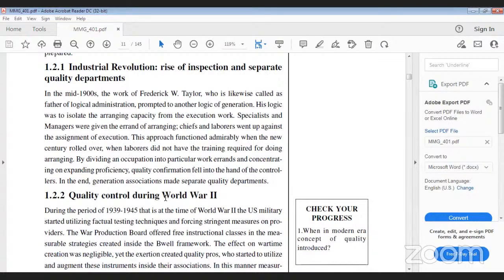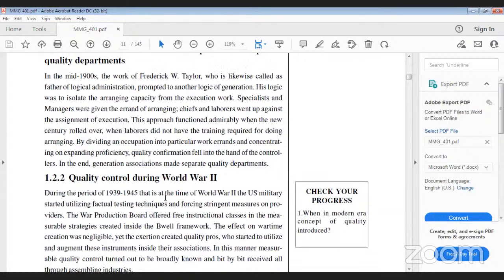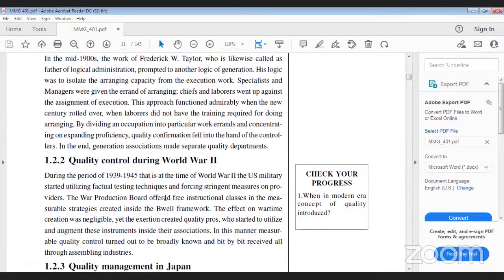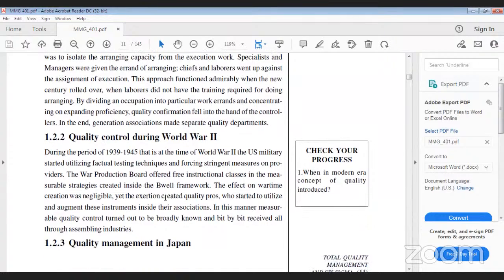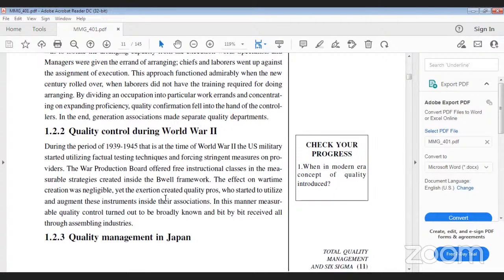Then there is quality control during World War II. In 1939, at the time of World War II, the US military started utilizing statistical testing techniques and imposing stricter measures on suppliers. In this manner, measurement and quality control became widely known, and bit by bit were adopted by manufacturers and industries.